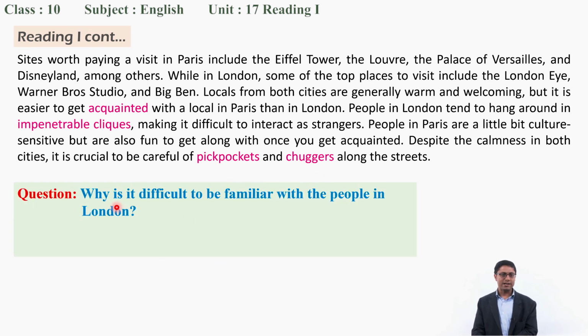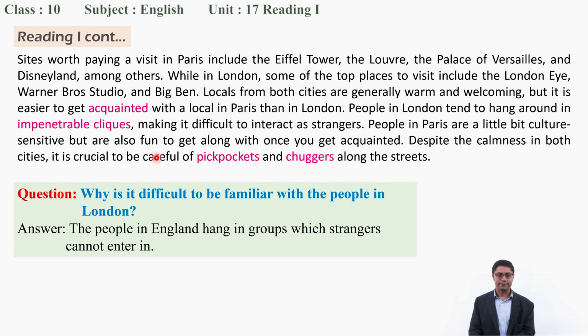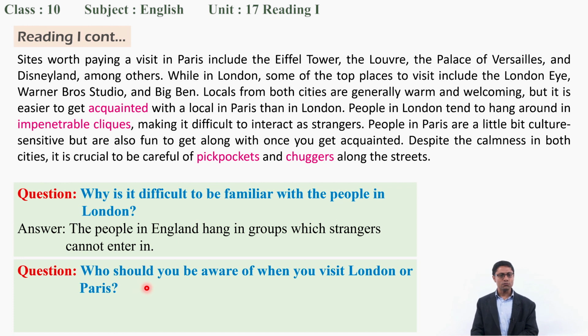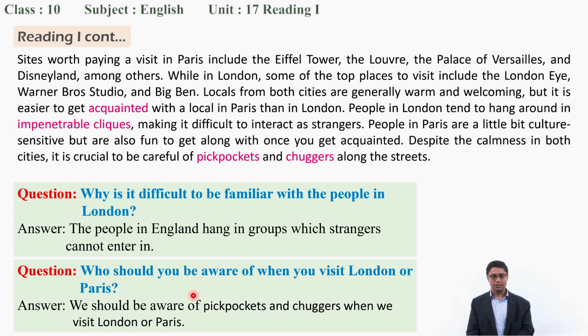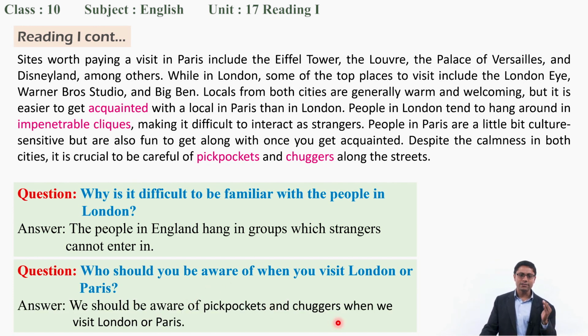Now I have a question. Why is it difficult to be familiar with the people in London? You already went through it. Can you say? Okay, that's good, because people in London hang in groups which strangers cannot enter. That's the reason. Next question. Who should you be aware of when you visit London or Paris? And the answer is, we should be aware of pickpockets and chuggers when we visit London or Paris.